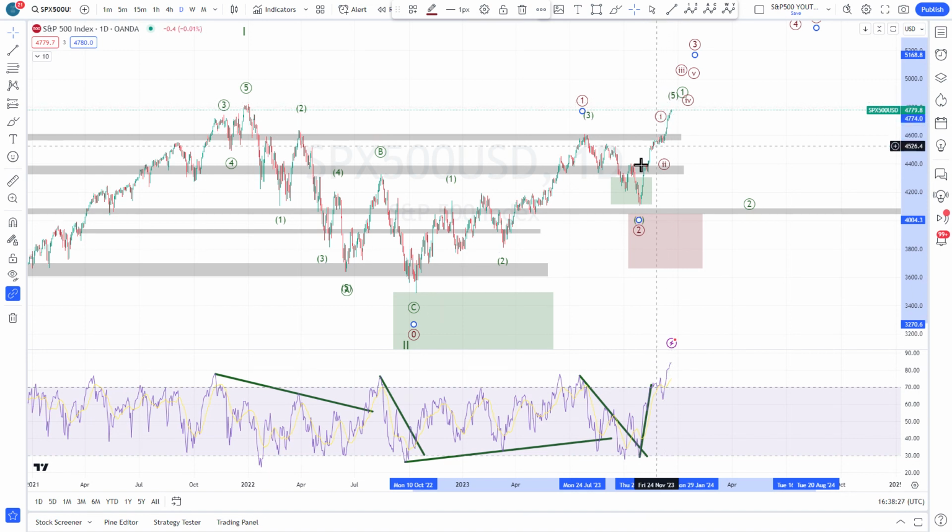And then, if this is a corrective structure, then we are allowed to end strong here in RSI. This is what corrective structures do, because they have 3 waves and not 5 waves. So I will have a look.